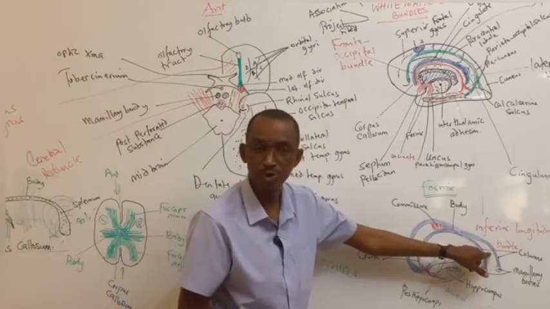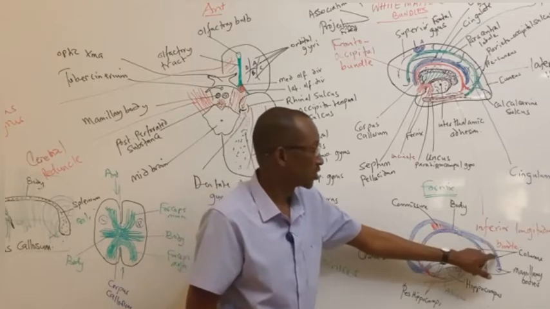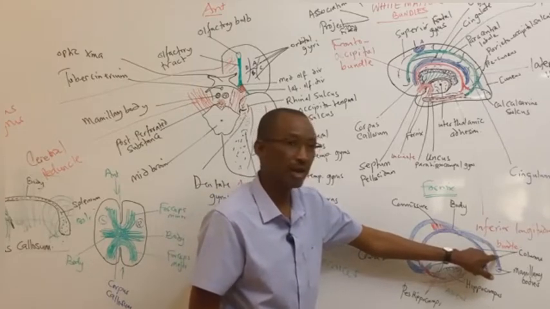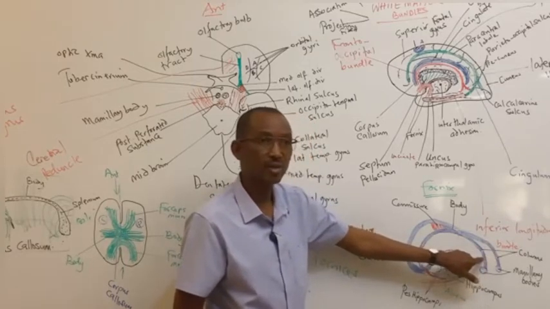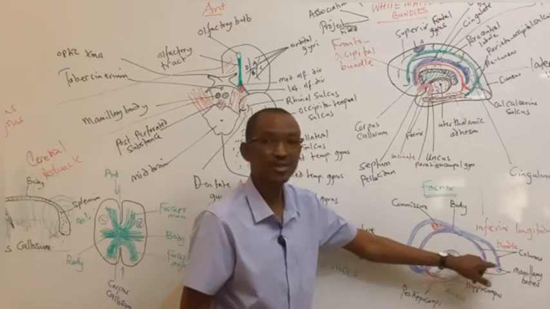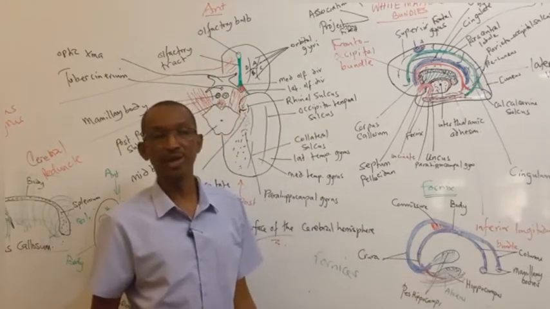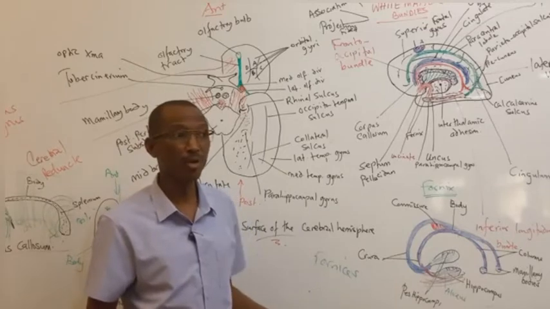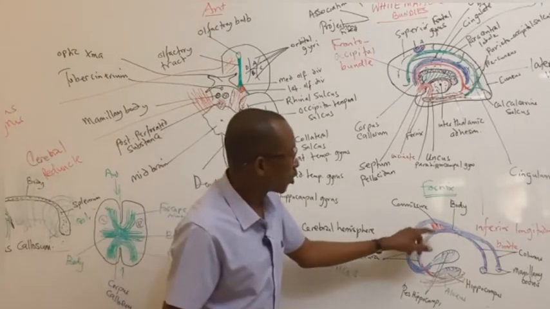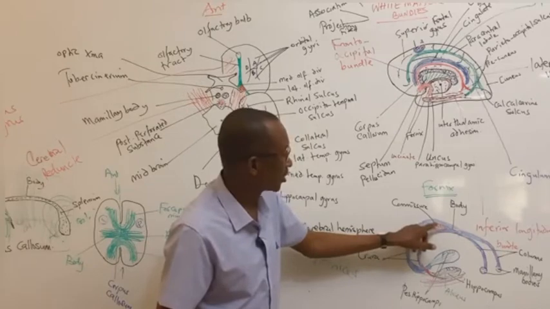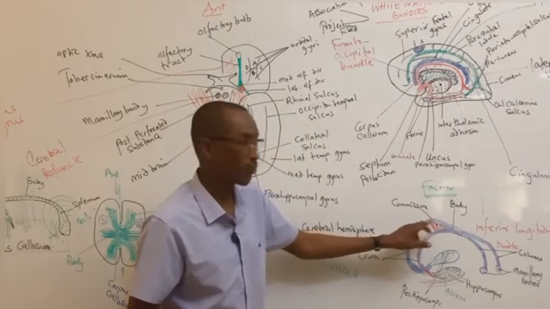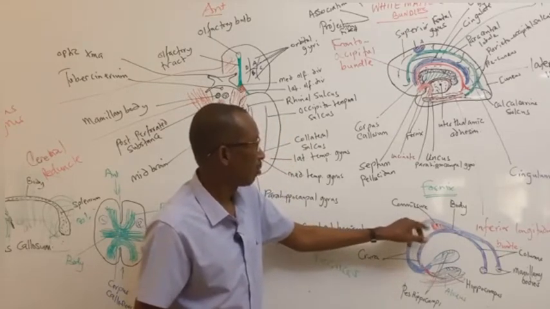Anterior to the body, the union or fusion of these two fornices, you have what you call the columns of the fornix. So this is the left column, this is the right column. And each one ends or terminates in the corresponding mammillary body. So here also there is a union of the two fornices together by a commissure.